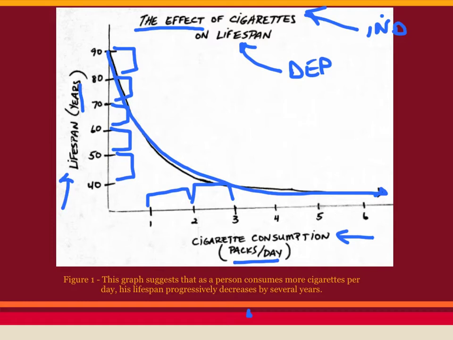And finally, you'll see underneath the graph, I call this graph Figure 1, and I actually provide a caption that interprets the graph for a reader. It says, this graph suggests that as a person consumes more cigarettes per day, his lifespan progressively decreases by several years. That is exactly what this graph is trying to display, and I've written it explicitly. This is a quality graph. Take notes, please.